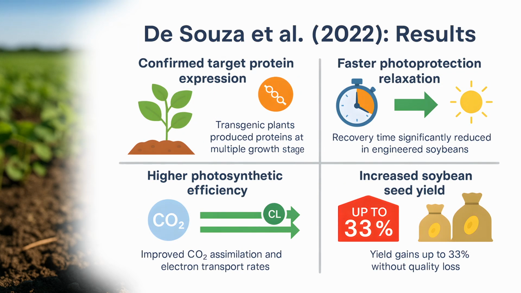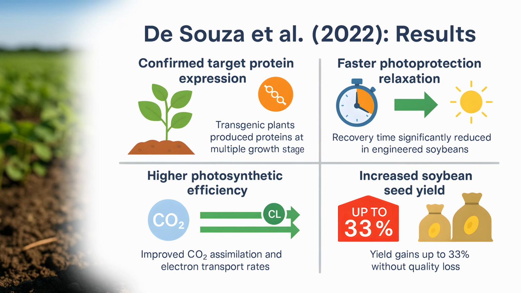The team confirmed that the transgenic soybean plants produced the target proteins at various stages of development, although expression levels varied among different genetic lines. To test the effect of the modification, they first measured how quickly photoprotective energy dissipation relaxed after a transition from high to low light. In both years, the engineered plants displayed significantly faster relaxation of photoprotection compared to unmodified soybeans.